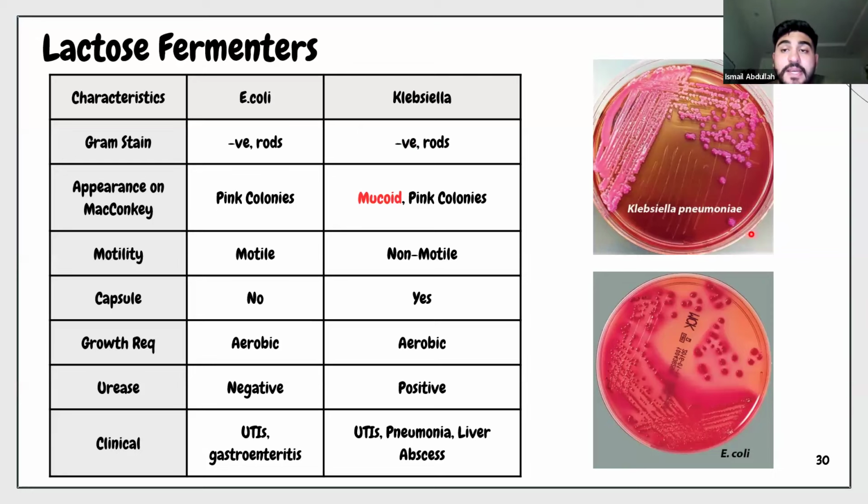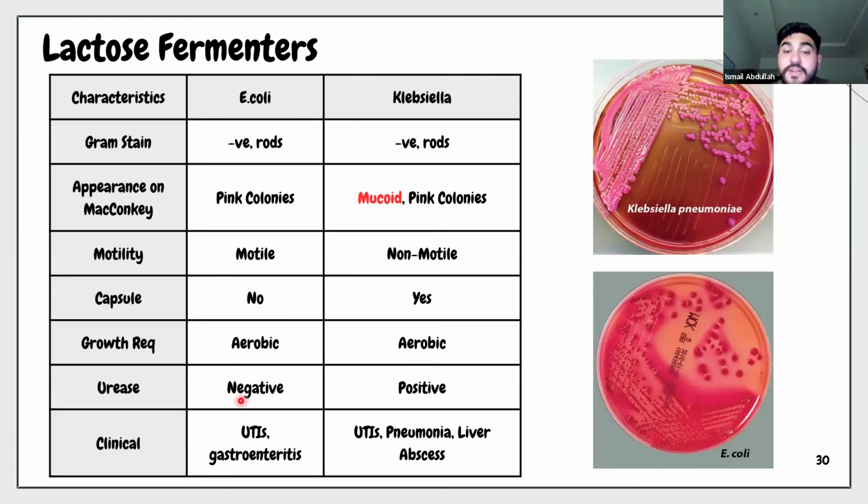Tamam? In Klebsiella, they're going to look a bit mucoid, okay? I think you can tell the difference. And this is something that differentiates between Klebsiella and E. coli. Tamam? This is very important for you guys to know. They might not ask you directly, is this mucoid or not? But they would give you the agar dish in an exam and ask what this is. So now you want to know whether it's E. coli or Klebsiella.